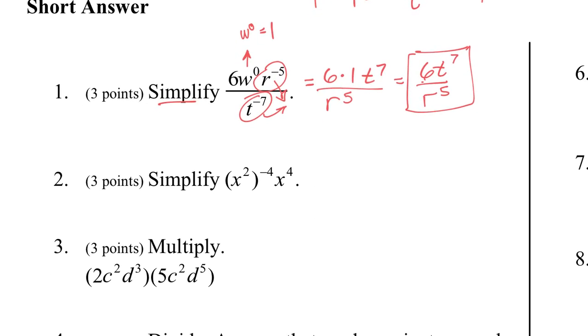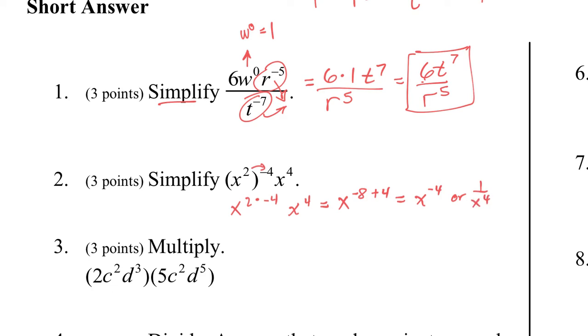Let's go on to number 2. When we take a power to a power, as we are right here, you multiply these exponents. So that would be x to the 2 times negative 4. And then I'll just do one thing at a time. So times x to the 4th. That would be equal to x to the negative 8. And then when you multiply times x to the 4th, you actually add the exponents. So negative 8 plus 4. And that would be x to the negative 4th.